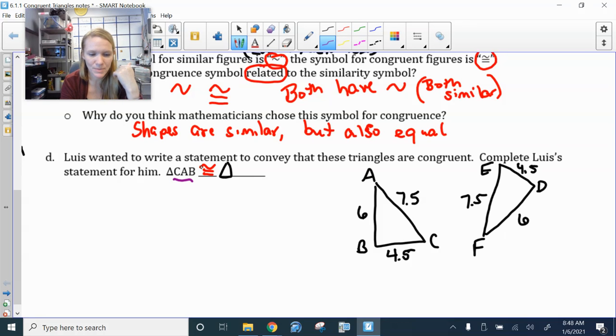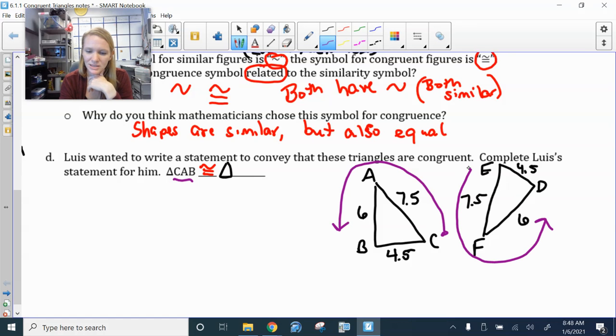So he went CAB. He's starting here around the hypotenuse and then around the medium side. So we want to make sure that with our second triangle, we do the same thing. We want to pass the 7.5 and end at the 6. So we're going to go 7.5 around to the 6. That's going to tell us the order of our letters that we draw in here. So we're going to go E, F, D for that second triangle to make sure that the order stays the same.